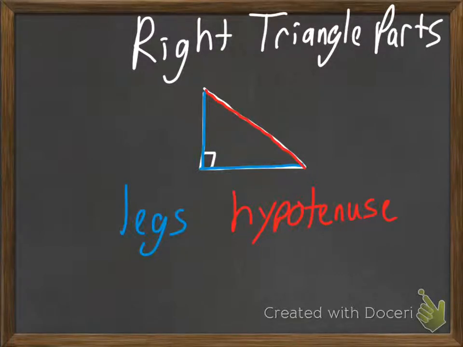In a right triangle, there is the right angle, and the right angle is always across from the biggest side. The biggest side is called the hypotenuse. The other two sides are called the legs.